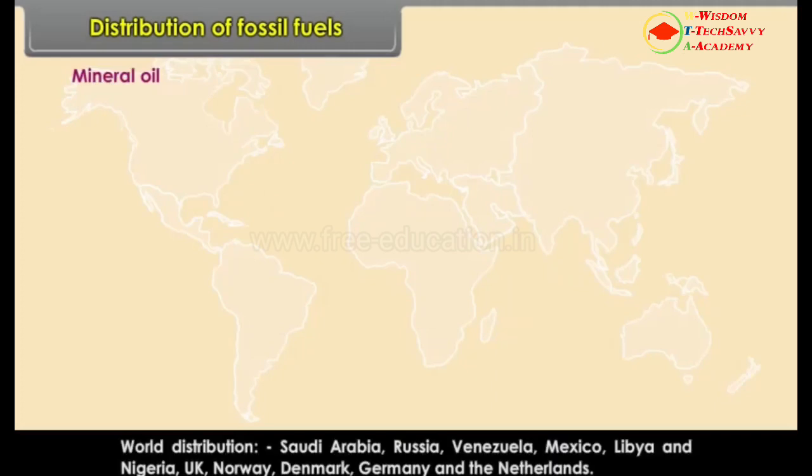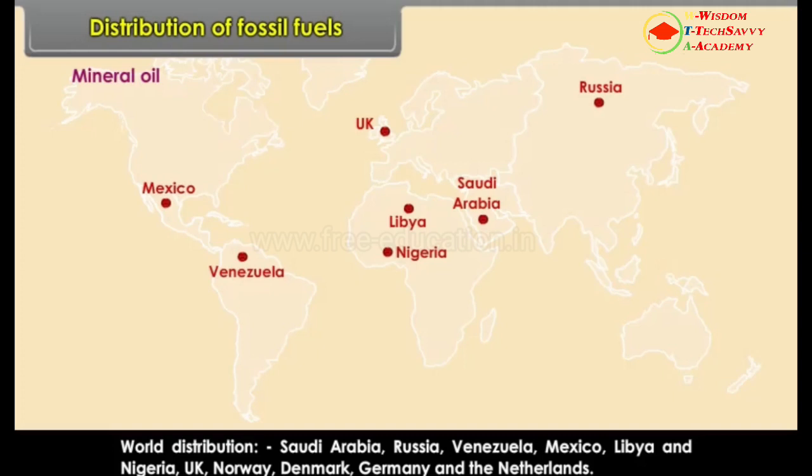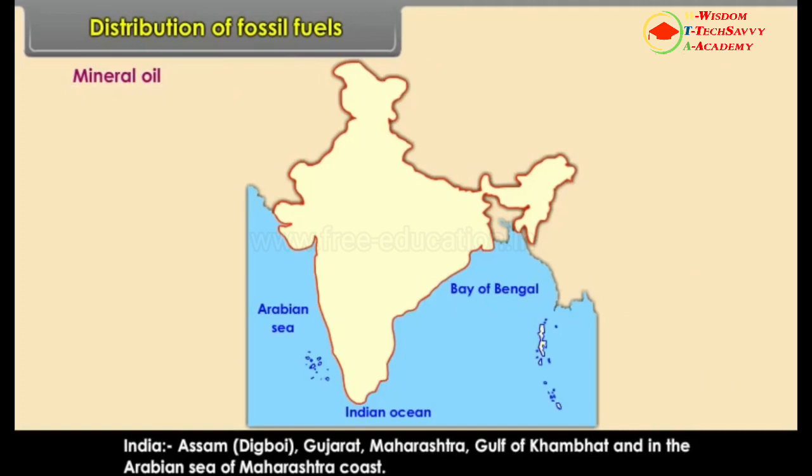Mineral oil world distribution: Saudi Arabia, Russia, Venezuela, Mexico, Libya, Nigeria, UK, Norway, Denmark, Germany and the Netherlands. India: Assam, Digboi, Gujarat, Maharashtra, Gulf of Khambat and in the Arabian Sea of Maharashtra coast.